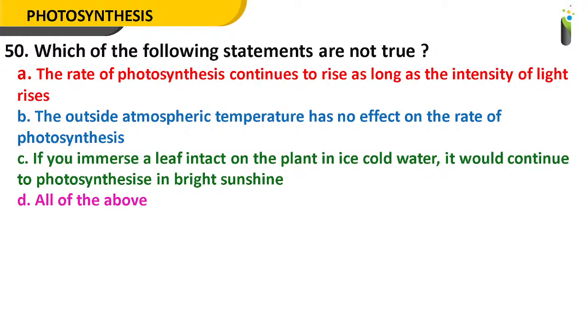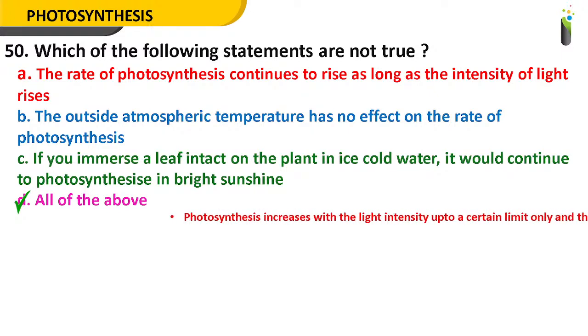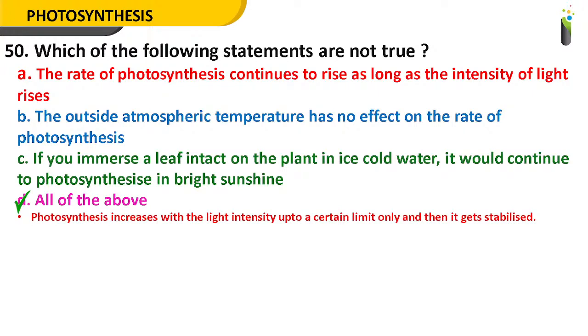Well, the answer for this question is D. All of these are not true. Now let us understand this. Say, photosynthesis no doubt increases with the light intensity, but only up to a certain limit. And after that, the rate of photosynthesis gets stabilized. So this statement is thereby not correct for this reason.